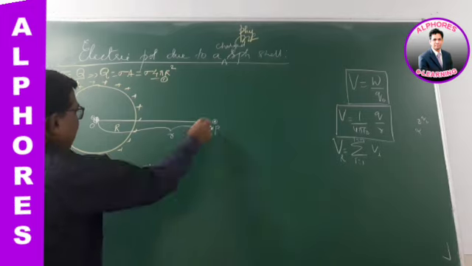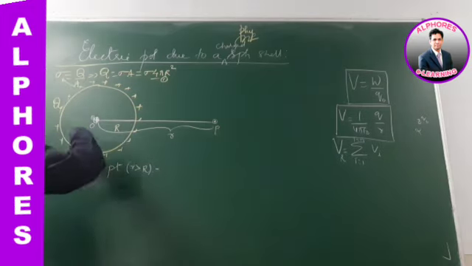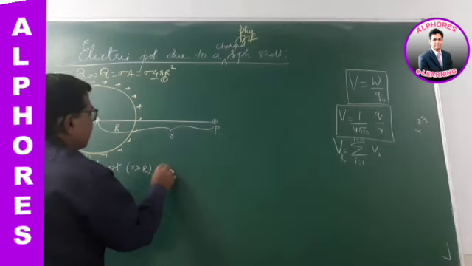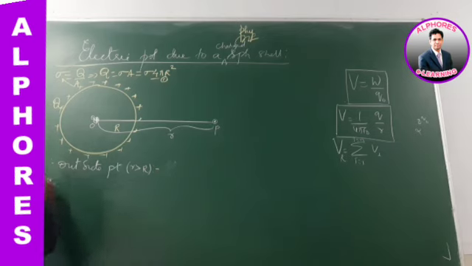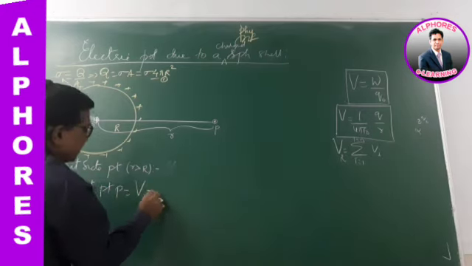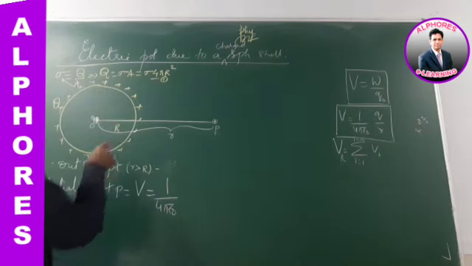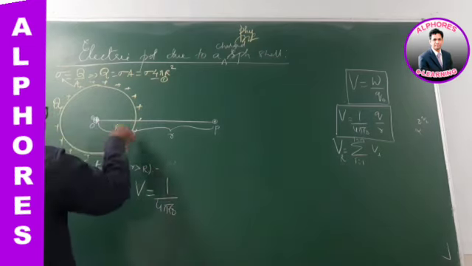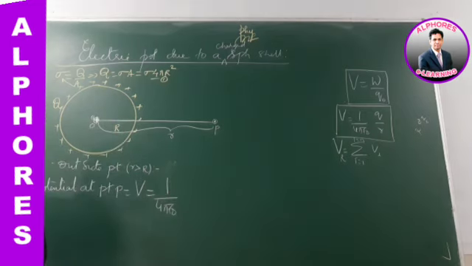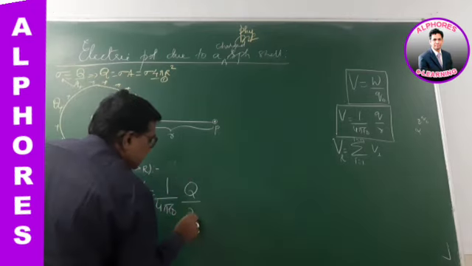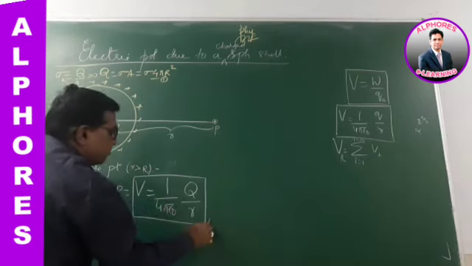So the potential at this point P, considering all the charge to be at the center of the spherical shell, is V equal to 1 by 4 pi epsilon naught, times the charge Q, since all the charge on the surface can be imagined to be at the center, divided by the distance of the point, that is small r. So this is the formula for the potential.